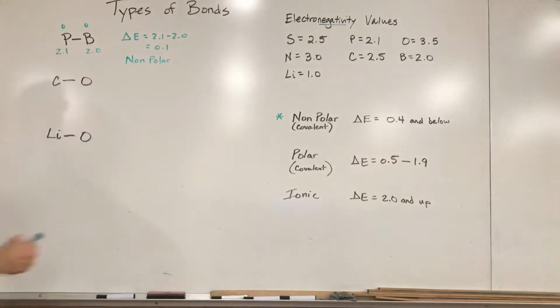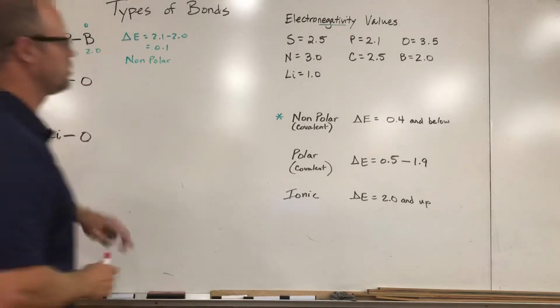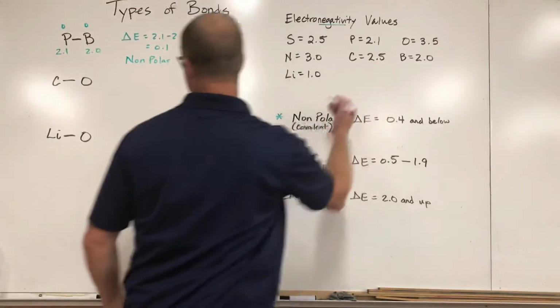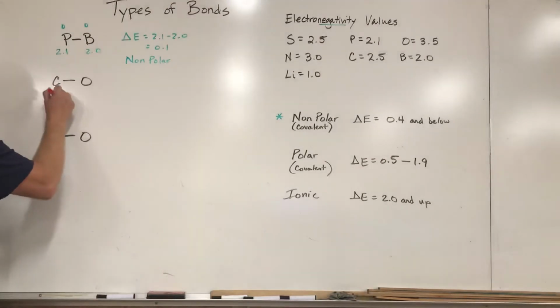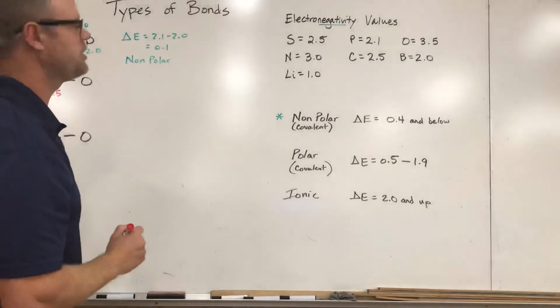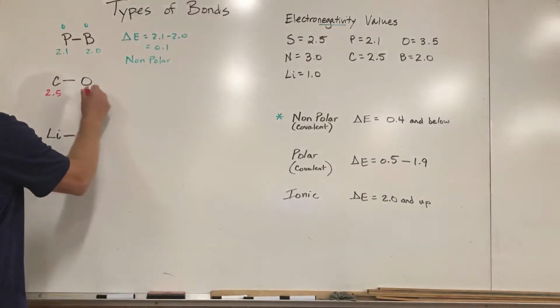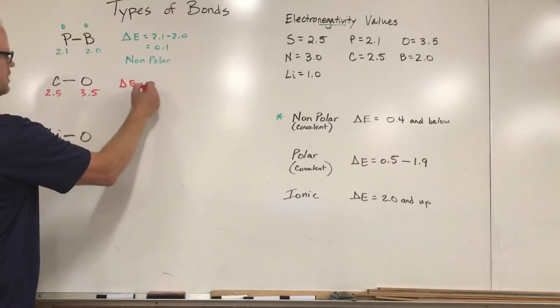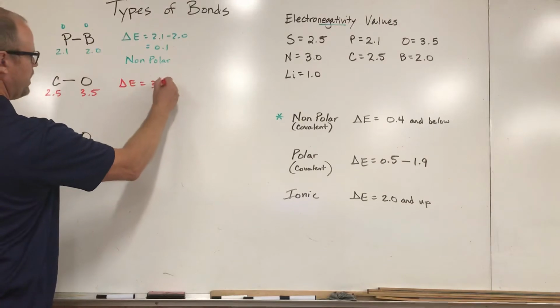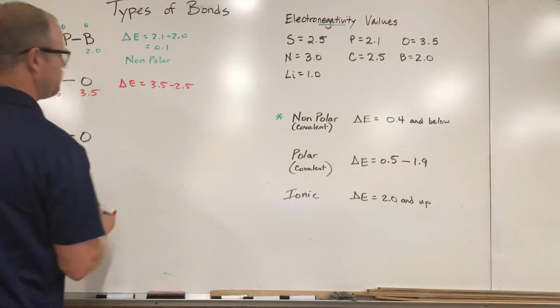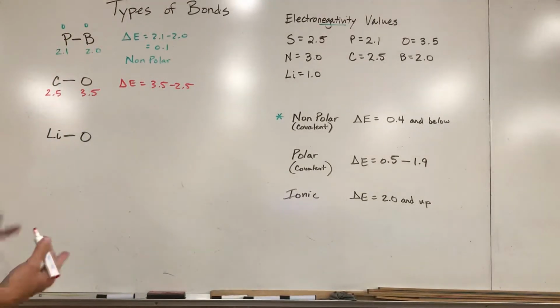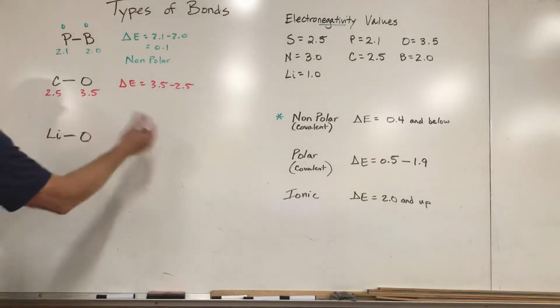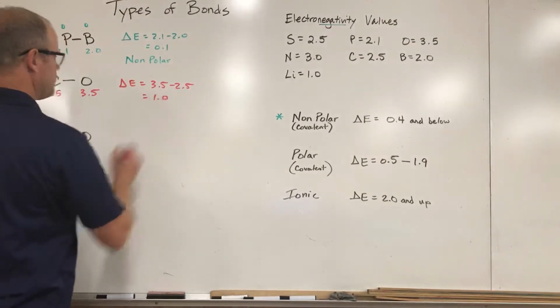Nonpolar covalent. Okay, it's a nonpolar bond. Now, we look at carbon and oxygen. Let's look up their numbers here. Carbon is 2.5, and oxygen is 3.5. Here, there's a pretty big difference. The difference in electronegativity is 3.5 minus 2.5. Notice I'm just taking the big one minus the little one. It doesn't matter which order you do this in. It's like absolute value. I get a value of 1.0.